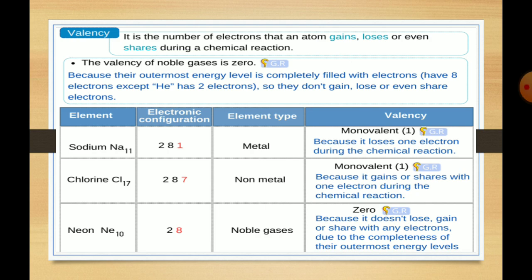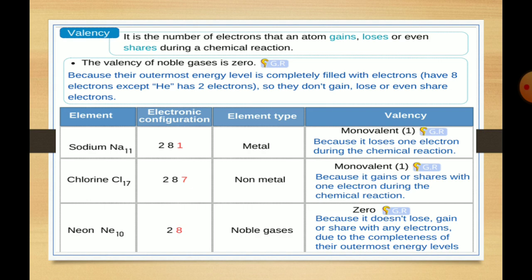So, first, we are going to talk about lesson 2 on unit 1. First, we'll start with valency. Valency means the number of electrons that an atom gains, loses, or even shares during the chemical reaction.